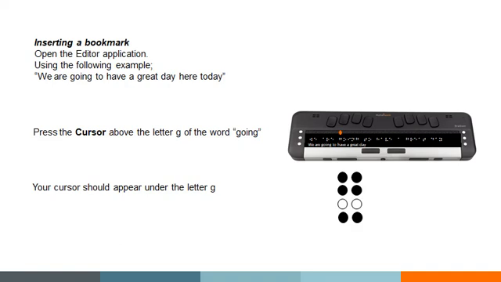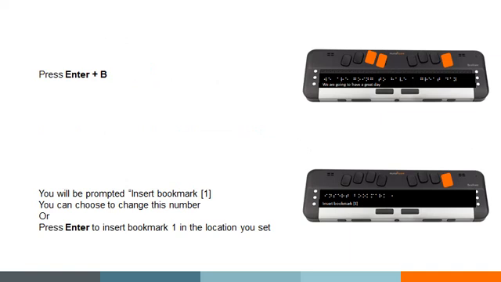I'm going to place my cursor on the G in going. So we are going, and the letter G has my cursor underneath it. Dots 7 and 8 are present. If I want to insert a bookmark here, I'm going to press enter with the letter B as in bookmark. When I do this, I will receive a menu that says insert bookmark, and there is an edit box with the number of bookmark that's predetermined.